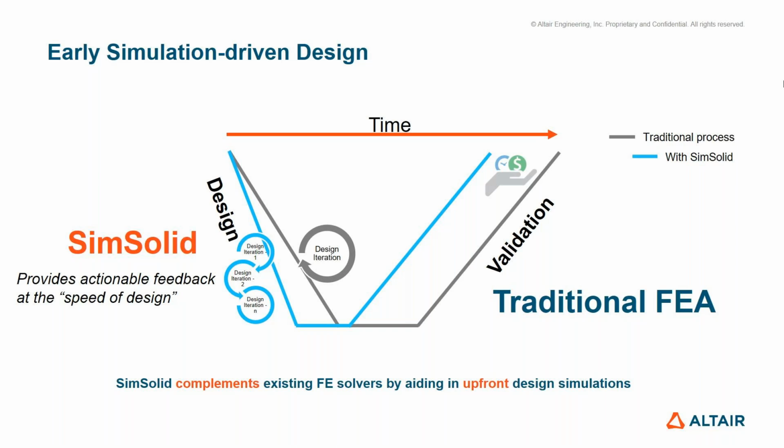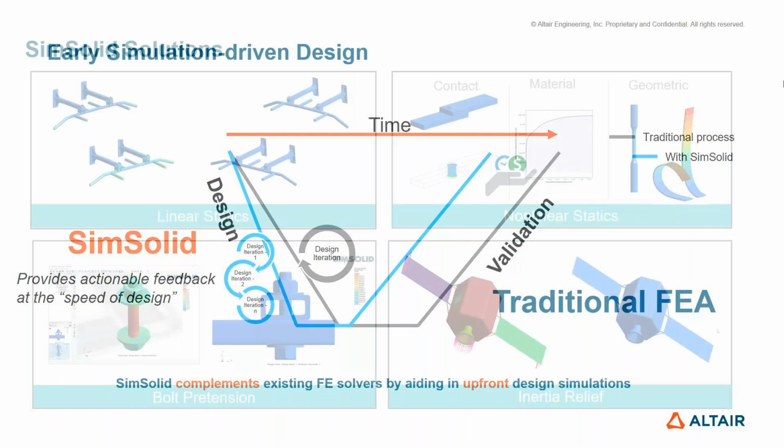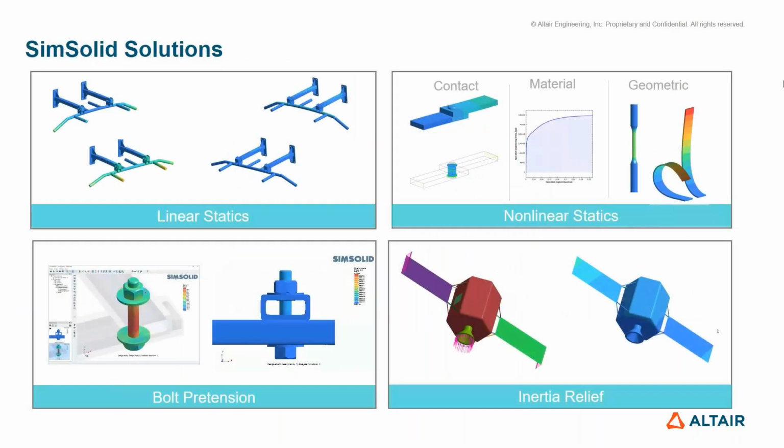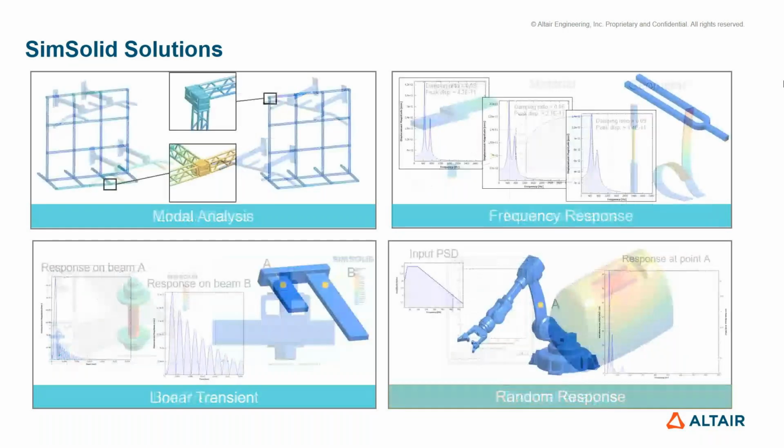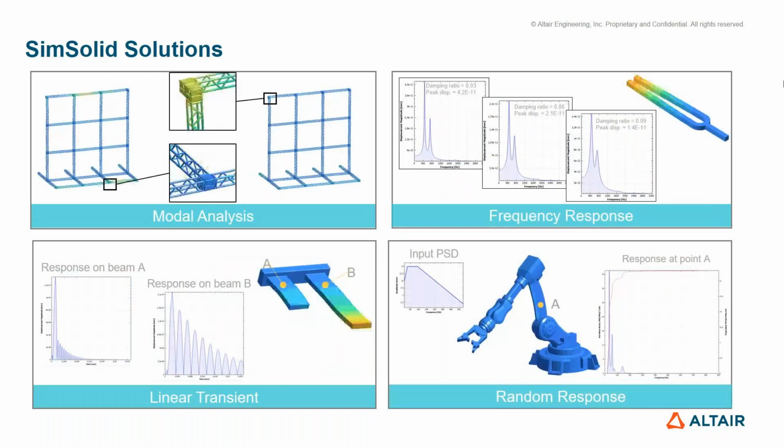Different types of analysis you can perform using SimSolid are linear static analysis, nonlinear static analysis, bolt pretension, inertial relief, and thermal analysis, modal analysis to determine the natural frequency of the component, frequency response analysis to determine the excitation frequency, transient response analysis, and random response analysis.